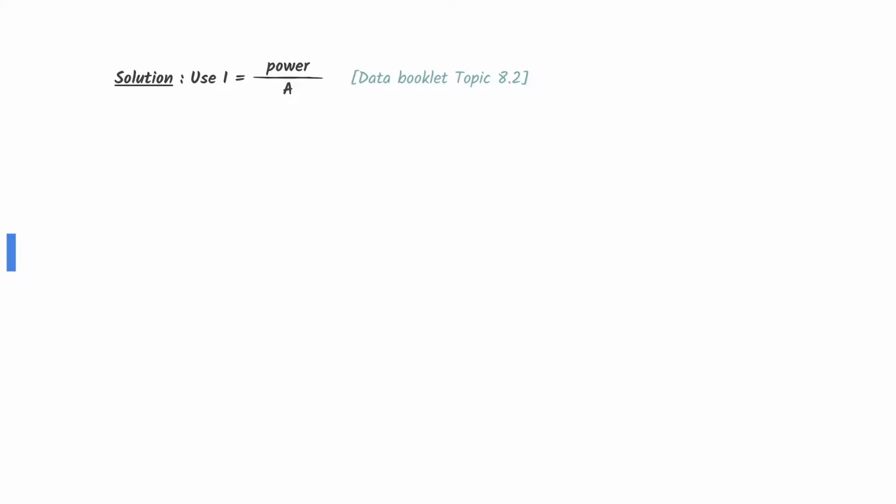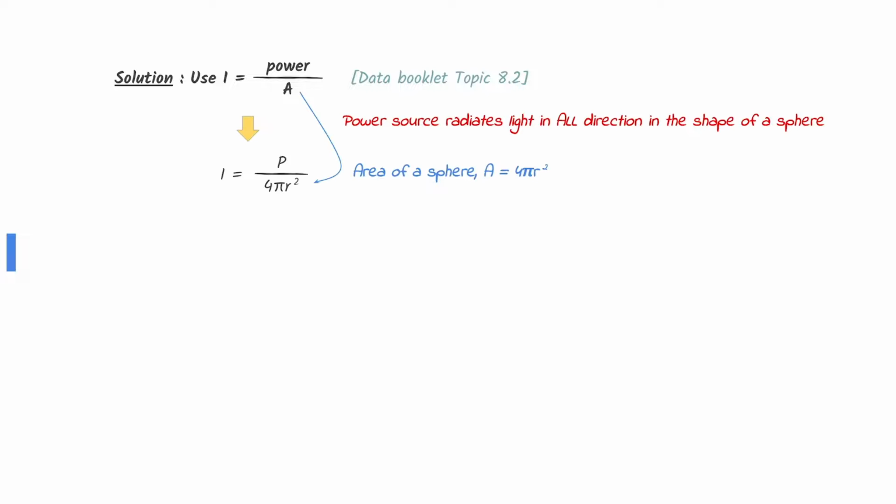Let's start this question with the intensity equation. The power source radiates light in all directions in the shape of a sphere. Therefore, the equation for the surface area of a sphere can be substituted into the equation. Since the intensity remains the same, the equation can be simplified to the power directly proportional to the distance squared.